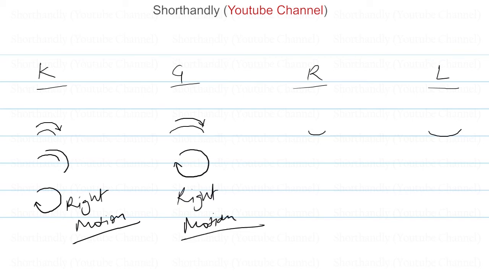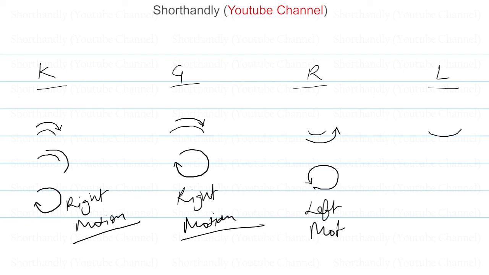Now let's have a look at the R character. Here the opposite thing is happening. It's going like this. You see that it's going in the left rotation, like this. So this one we will call a left motion character.